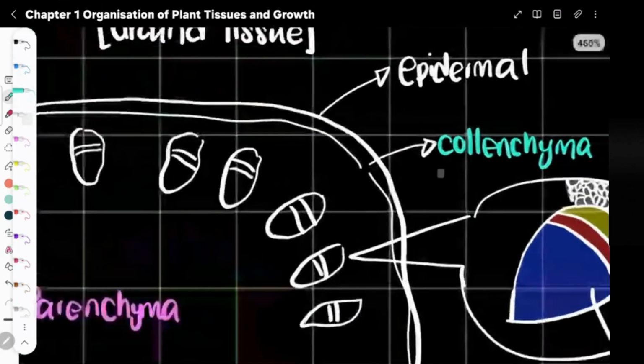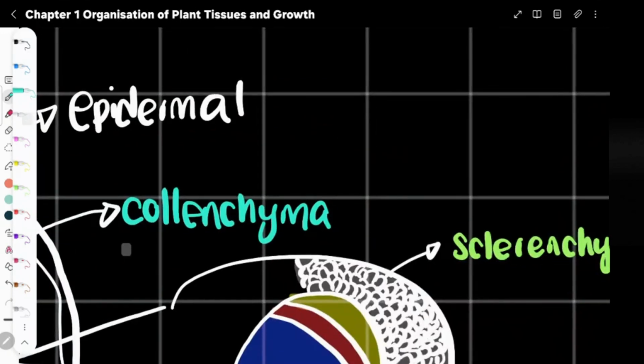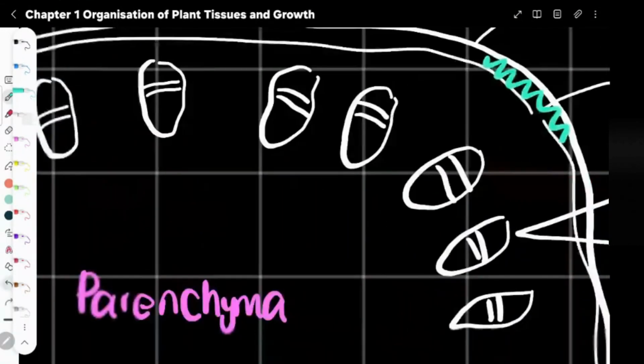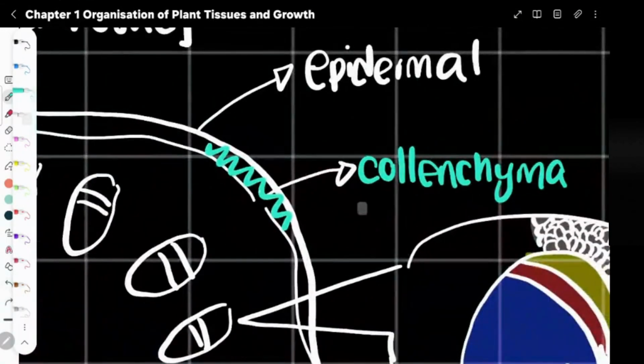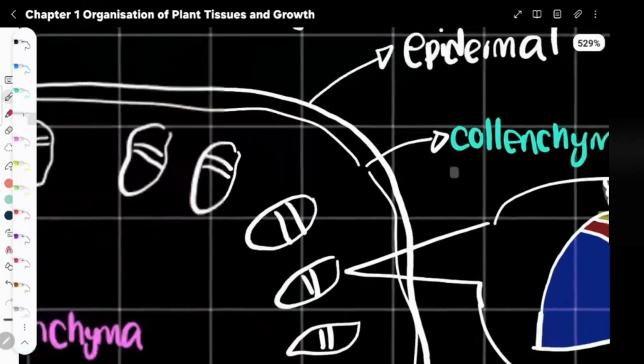The layer inside, after the epidermal, this one here, is called collenchyma. Collenchyma is located underneath the epidermal. It's very simple. Just think of it as underneath the epidermal. Later on you're going to see how we can use that information. Do you understand so far?